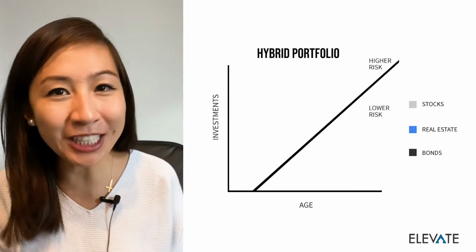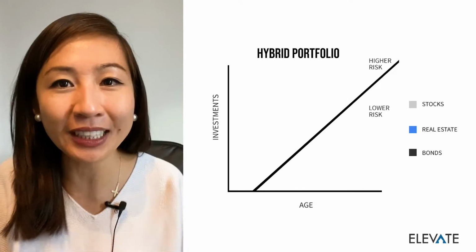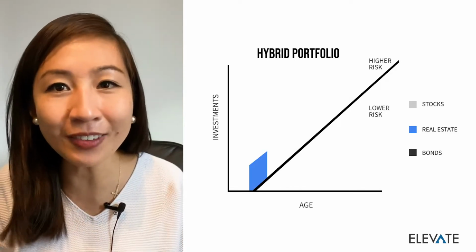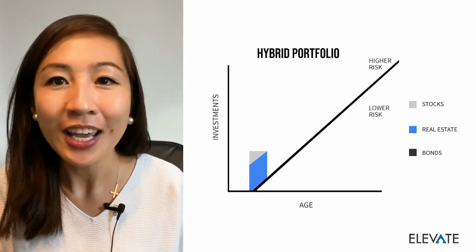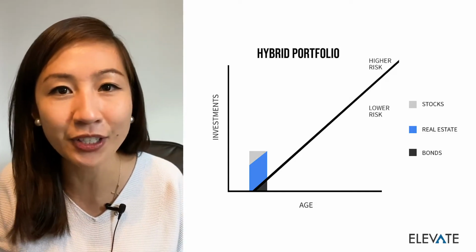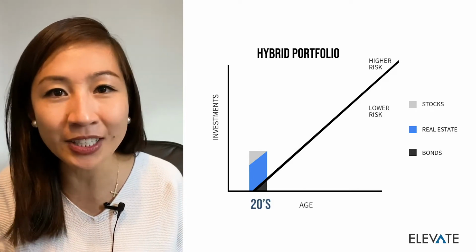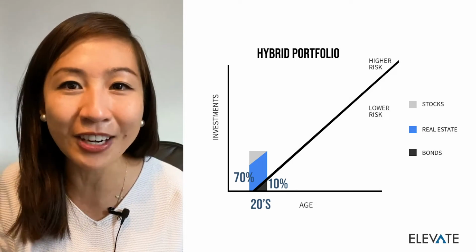And now we're ready to put all the pieces together. When you're younger, real estate can be fully leveraged. This means the higher risk portion will mostly consist of real estate and the rest will be stocks. The lower risk portion are only bonds because real estate is completely leveraged. So for example, in your 20s, you can consider 10% in bonds, 70% in real estate with leverage, and 20% in stocks.